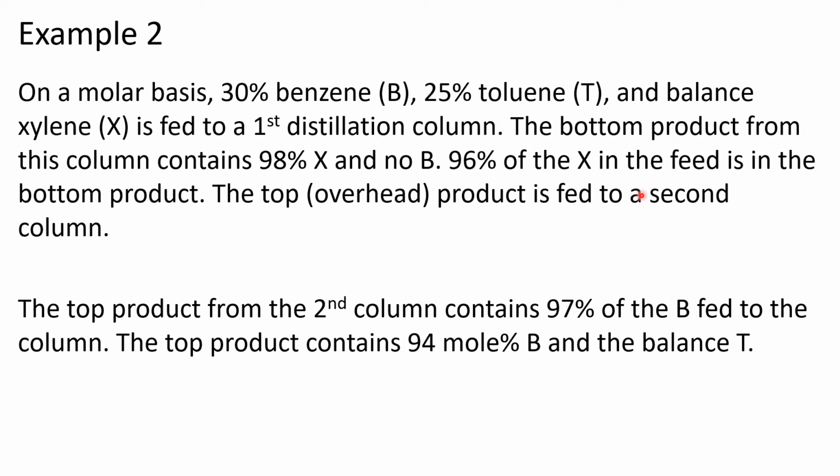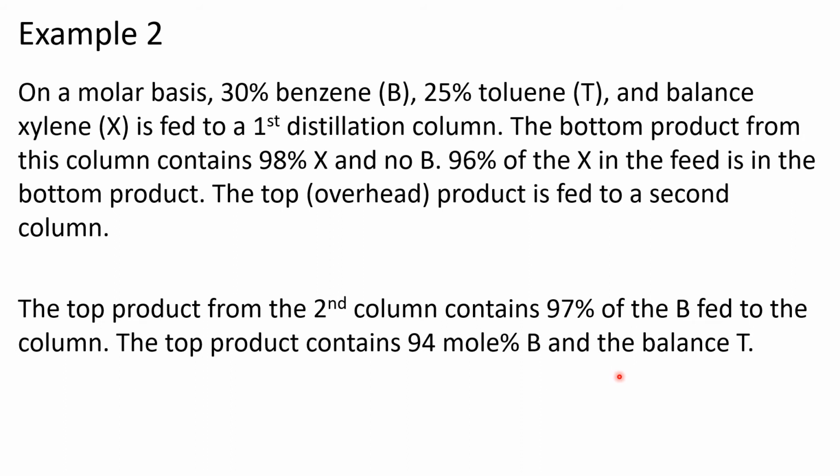The bottom product from this column contains 98% xylene and no benzene. 96% of the xylene in the feed is in the bottom product from this first column. The top product, or the overhead product from this first column, is fed to a second column. The top product from the second column contains 97% of the benzene fed to the column, while the top product contains 94 mole percent benzene and the balance toluene.